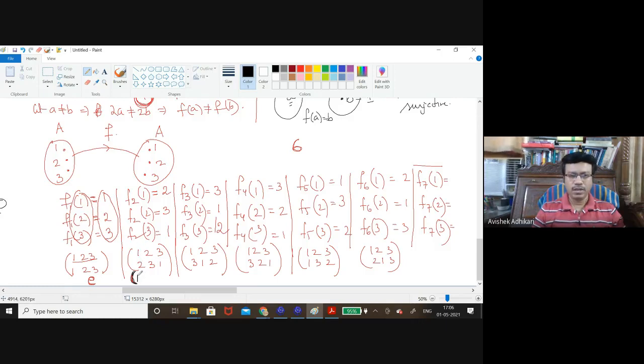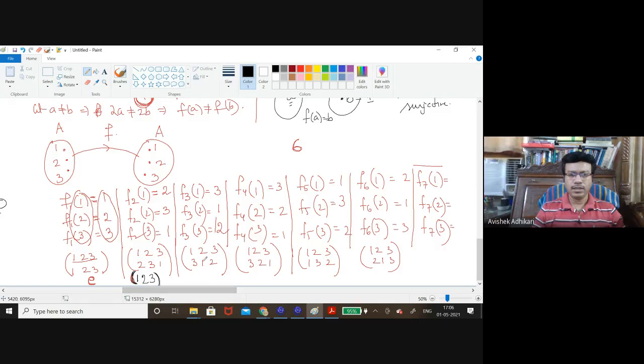So 1 goes to 2, so I write 2. Then I check where 2 goes. 2 goes to 3, I write 3. And then I check where 3 goes, and we can see that 3 goes to 1. So 3 goes to 1. As a result, the cycle is closed.